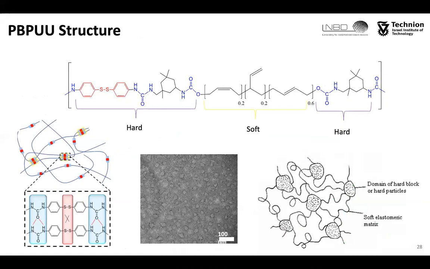We have done molecular dynamics simulations, and we have shown that there are two regimes in this structure, some of which are soft and the other part hard, which you can see here also from the TEM image and from these schematics. The simulations showed that the water molecules can only interact with the hard regimes, and they barely diffuse into the soft regimes in the new self-healing polymer, which you see here on the screen.